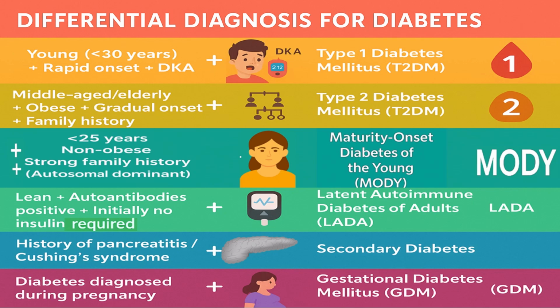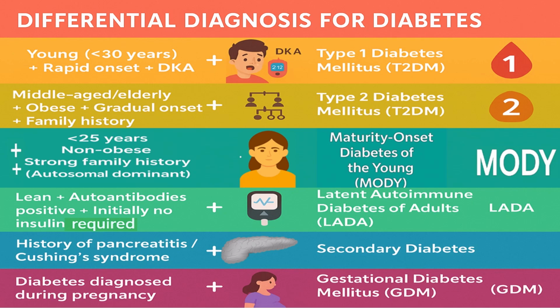Now, let's move to maturity-onset diabetes of the young, or MODY. MODY typically presents before 25 years of age. Patients are non-obese and have a strong autosomal dominant family history. Fasting hyperglycemia is often mild, and ketosis is not a feature. The etiology is a monogenic defect in beta cell function, commonly due to mutations in HNF1A, HNF4A, or GCK genes.